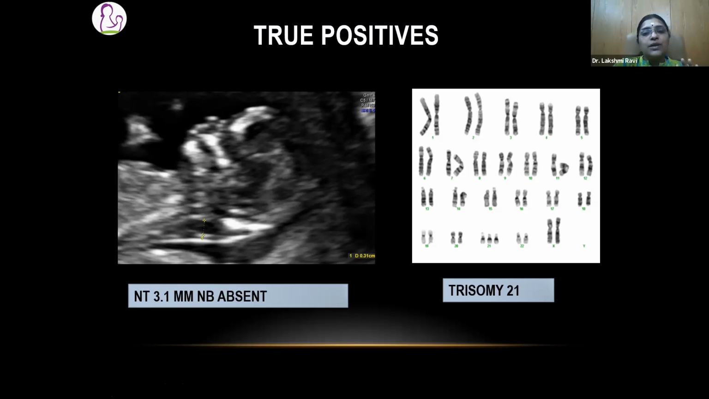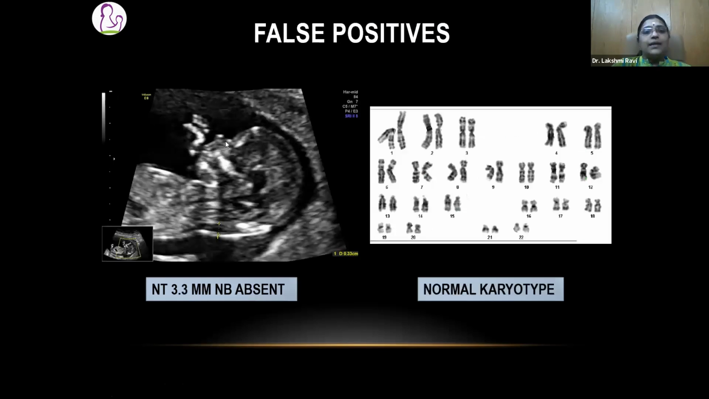I'll show you the next scenario. In the same way, the nasal bone is absent and the nuchal translucency is 3.3 millimeters. When you add these two into the risk incorporation software, you get a screening number of something like 1 in 20, and then you do a karyotype. It turns out to be normal. So in this scenario, the markers are present, but the baby is normal. This is called a false positive.